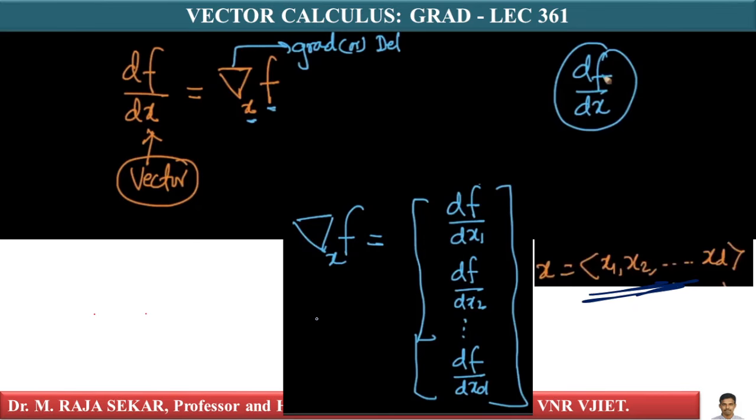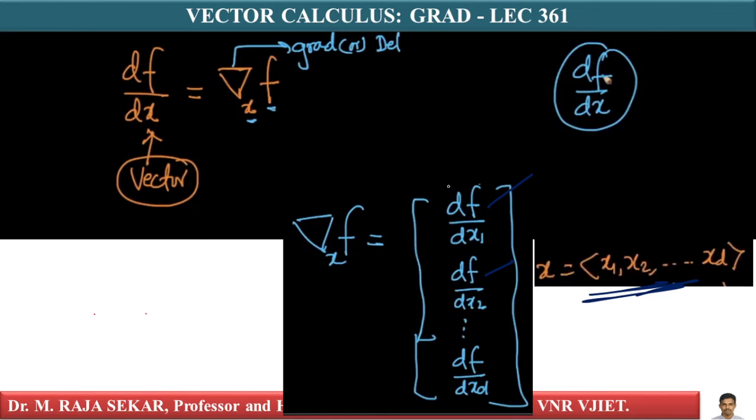It's a vector such that the first value in the vector is df by dx1. What does it mean? My first value is df by dx1. The second value is the derivative of function f with respect to x2, that is df by dx2, and so on and so forth.